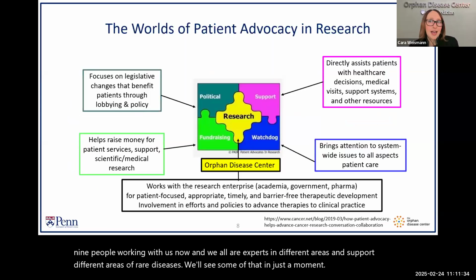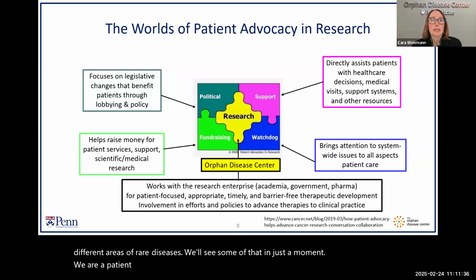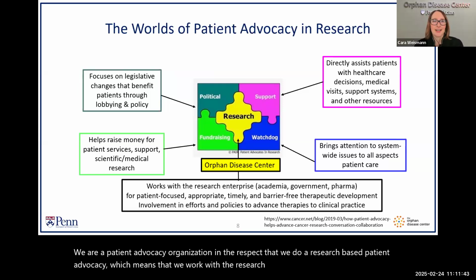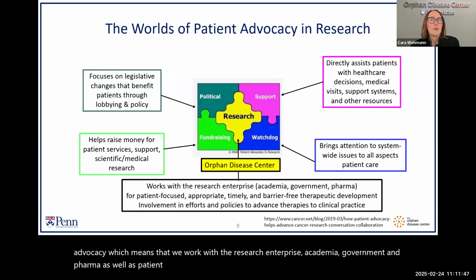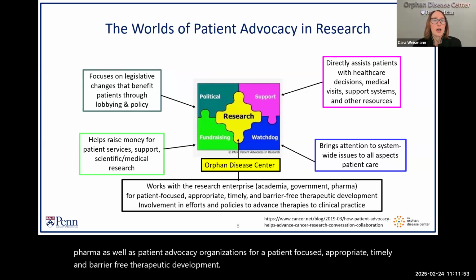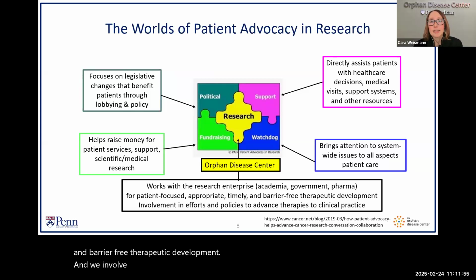We are a patient advocacy organization in the respect that we do research-based patient advocacy, which means that we work with the research enterprise, academia, government, and pharma, as well as patient advocacy organizations for patient-focused, appropriate, timely, and barrier-free therapeutic development. And we involve ourselves in efforts and policies to advance therapies into clinical practice. And that's one of the activities that we are doing today.